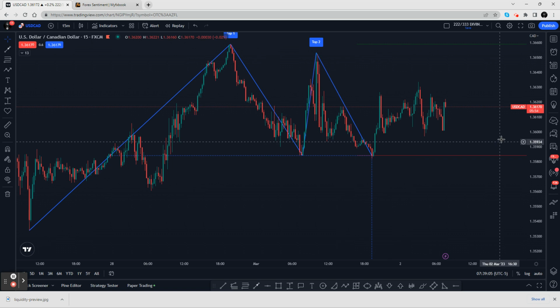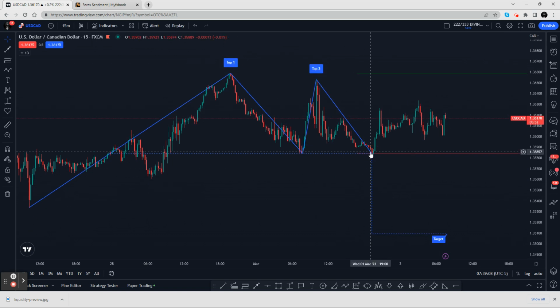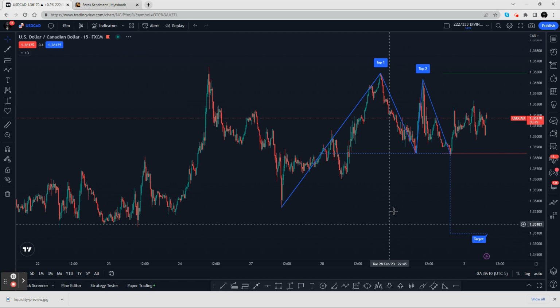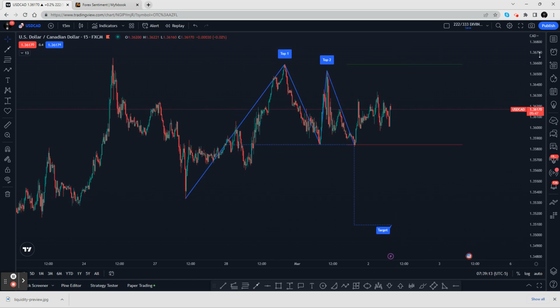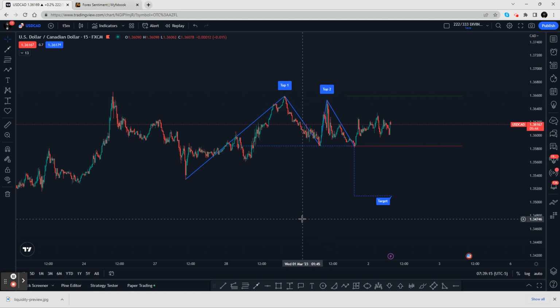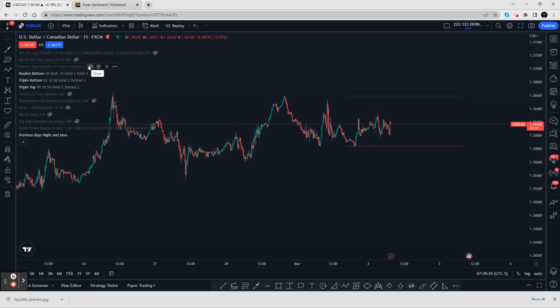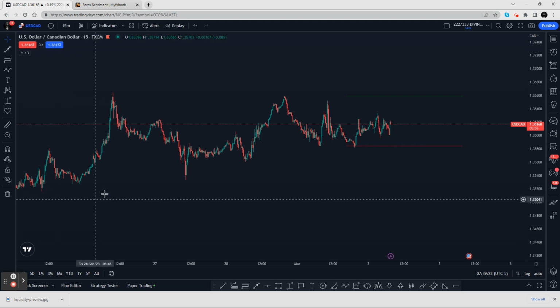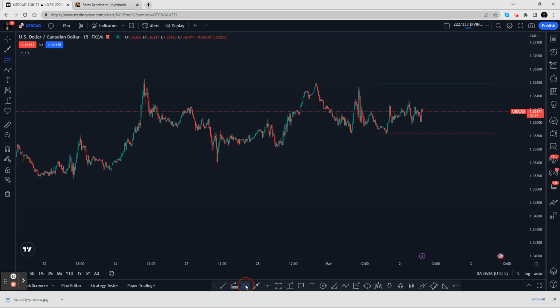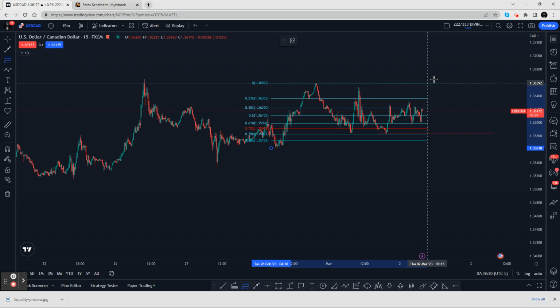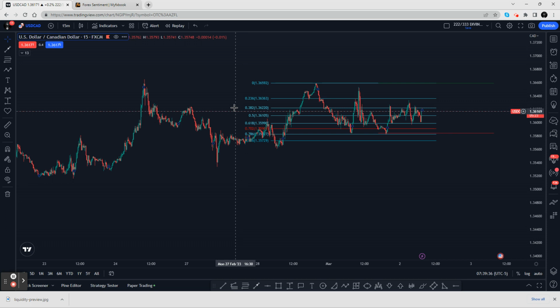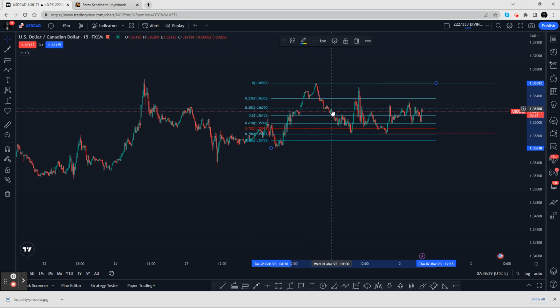All right. So the neckline was hit on USD CAD. Let's do some fibs on this one. All right, we're gonna go from here. All right, what do you notice? We dropped below the 23%.